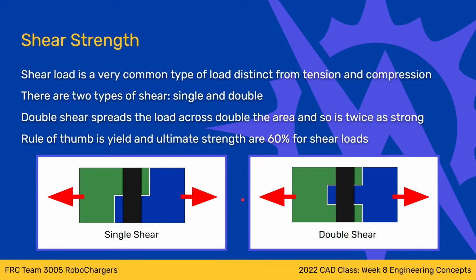So generally speaking, you can evaluate shear loading conditions using the exact same rules, using yield strength and ultimate strength. However, the rule of thumb is to reduce the yield and ultimate strengths by 60%. Take 60% of the yield strength, 60% of the ultimate strength, and use those for shear. That's generally a rule of thumb that will get you pretty close.